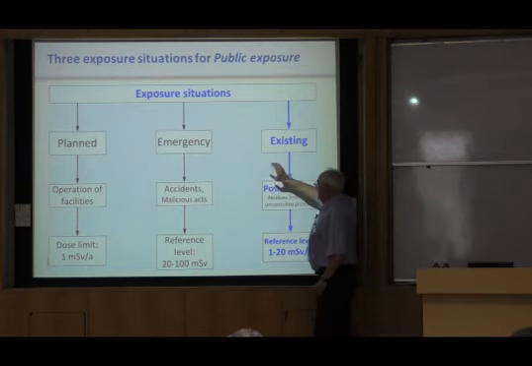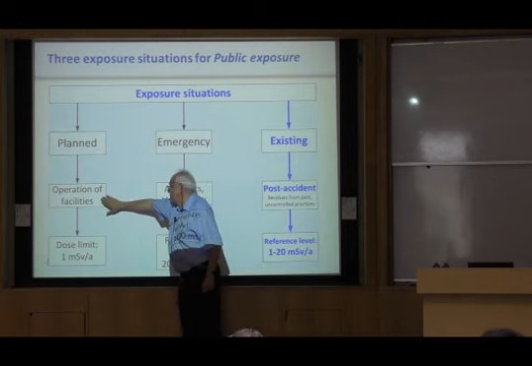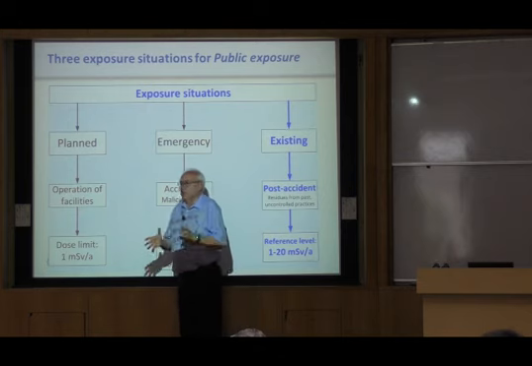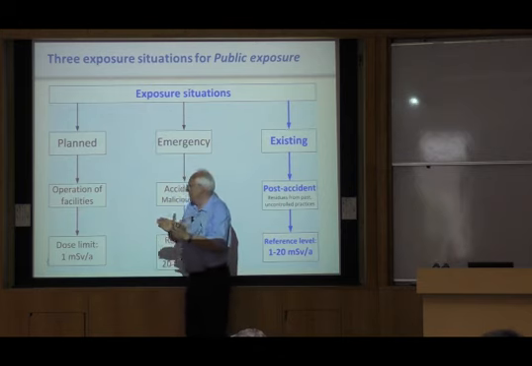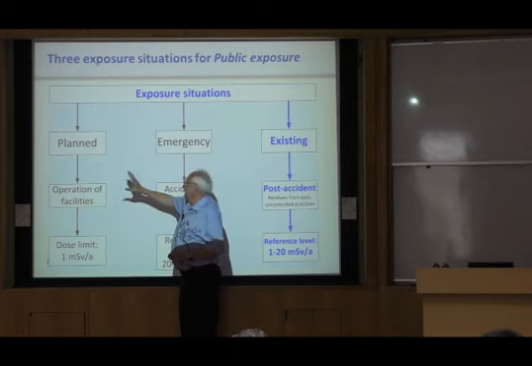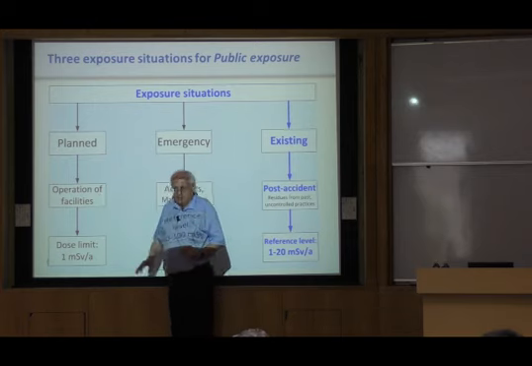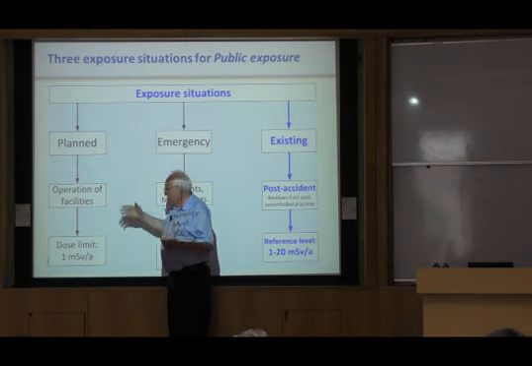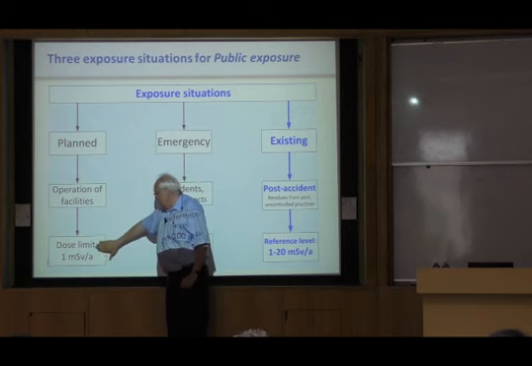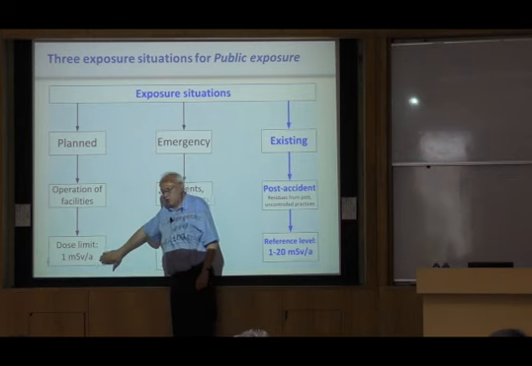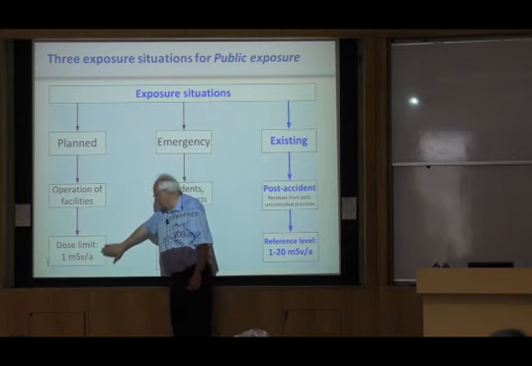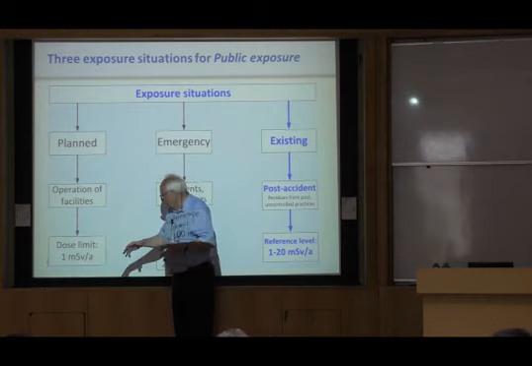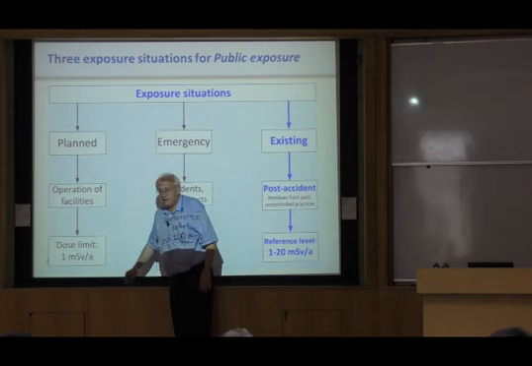Here we have the planned situation. This is for operation of facilities. Before you do anything, you have to make a plan. You have to show to the regulator or the government, whoever is responsible, that this facility is safe, and it has to be demonstrated that during the operation of the facility, the doses to people living close to this facility remain below 1 millisievert per year.